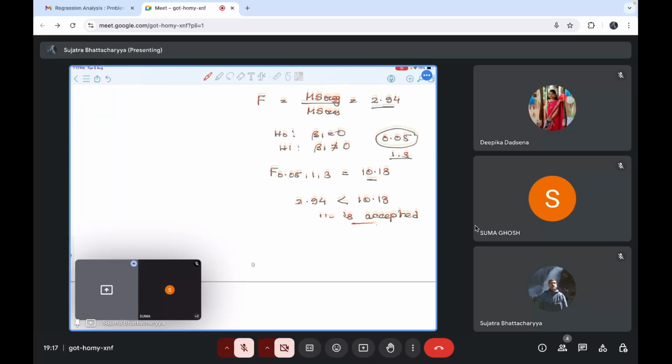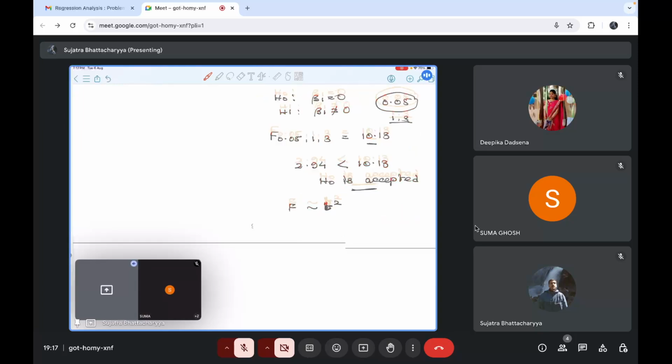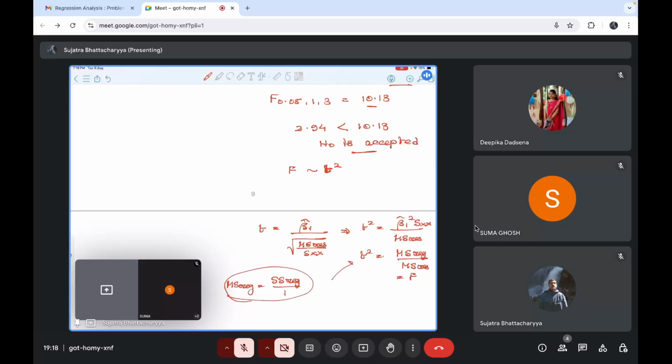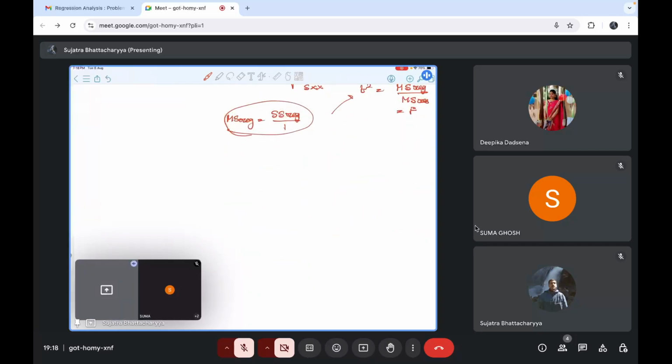So it is actually the same. We can prove that F is equal to t square. The t statistic which we used, its square is nothing but the F statistic. How can we prove it? Just a one-liner. T we have written as beta 1 hat divided by the square root of MS residual divided by Sxx. So just do t square: beta 1 square Sxx divided by MS residual. Beta 1 square Sxx is SS regression, and MS regression is nothing but SS regression by 1, so it's the same. So t square and F are related, and you can do the test using the t distribution or the F distribution. So this thing is done.